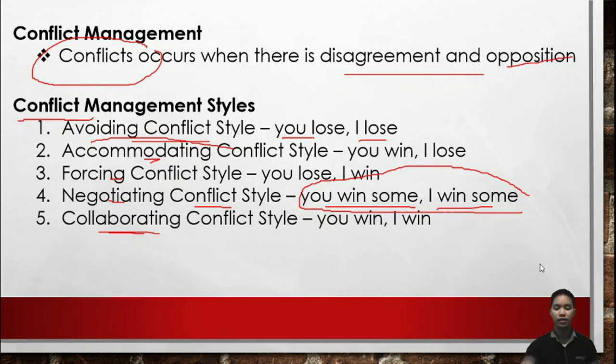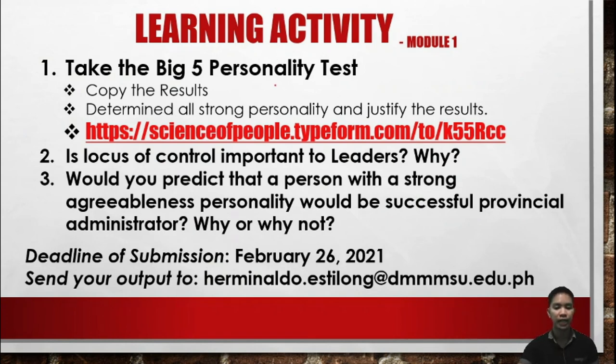So, that's it for lesson 3 and 4. I hope you learned and that this is your learning activity. Sinend ko na sa inyo ito noon. Nauna na to. Okay? So, take the Big 5 personality test. Copy the results. Determine all strong personality and justify the results. So, di ba sa Big 5 merong O siya. Yung O, anong kwan mo doon? Low ba? Medium? High? So, determine mo. Copy mo yung results mo and then justify the results. Paano mo i-justify? You will cite some instances or circumstances and the situations na ginawa mo yun. Meron ka nun. So, are you agree or not? If not, justify. If yes, then justify.